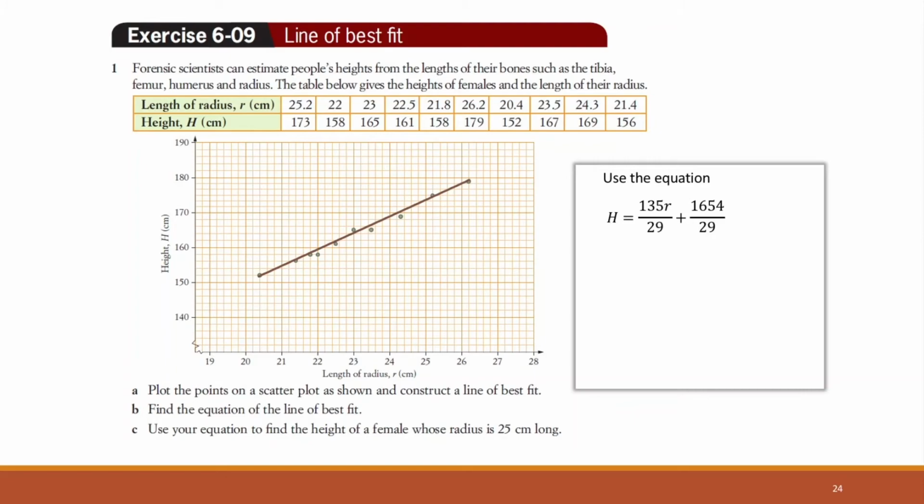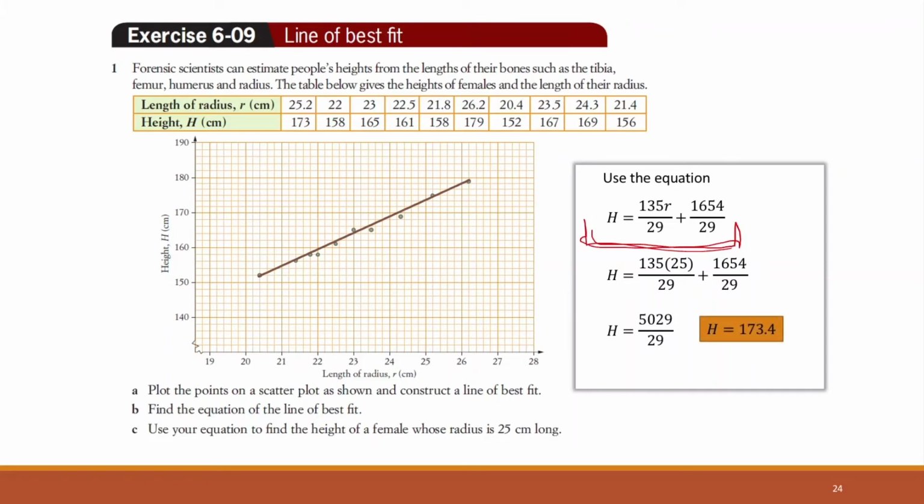Now, we are using the equation to find the height of the female whose radius is 25 centimeters long. So we are going to use the equation that we did, change the r, which is x, for 25, let your calculator do the work. Since all the height is in centimeters, numbers like this, convert it from fraction to decimals. It should tell you how many decimal places it wants.